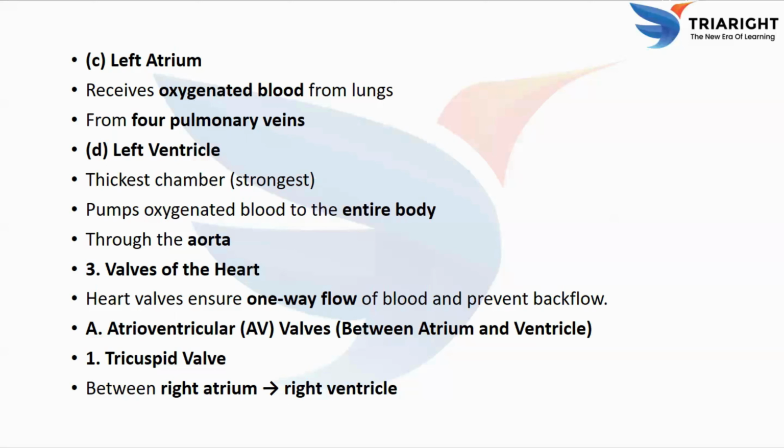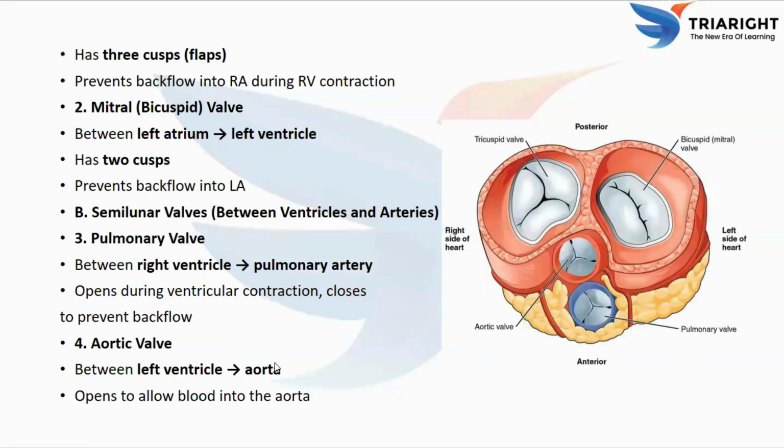So how many valves of the heart are there? There are the tricuspid valve, mitral valve, pulmonary valve, and aortic valve. Valves are divided into atrioventricular valves and also the semilunar valves. So what are atrioventricular valves? The valves which are located between the atrium and ventricles are called atrioventricular valves. They are the tricuspid valve and the mitral or bicuspid valve.